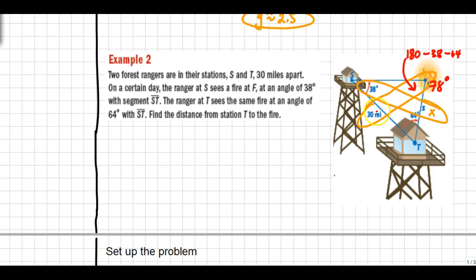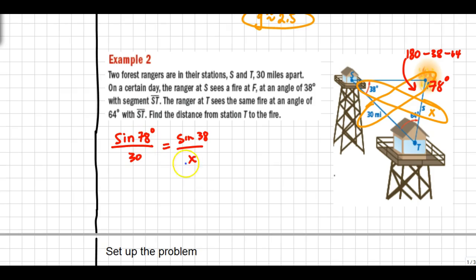So now that we have the angle that we need, we're going to go ahead and set up law of sines. So I'm going to say sine of 78 over the side across from it, and then sine of 38 over the side we're trying to find. Keep in mind that if you put this one first and then put this one after it, that's still okay. So if you flip-flopped your fractions, it's still going to give you the right answer.